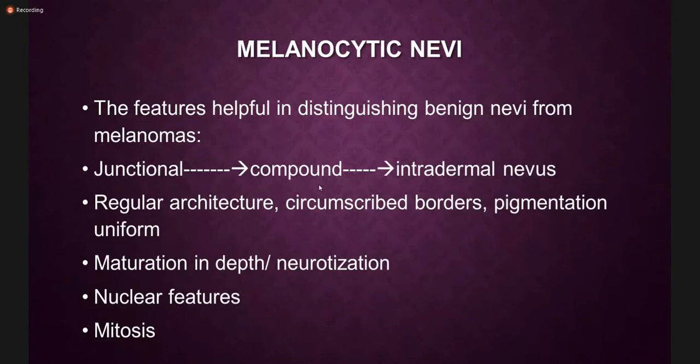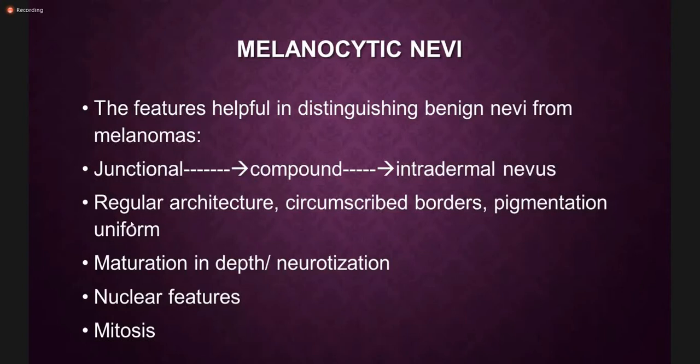The features helpful in distinguishing benign nevi from melanoma. So melanoma is the malignant counterpart of the pigmentary lesions. So how do you distinguish benign nevi from the malignant melanomas? Junctional activity is the order present in the nevi. What you will see is the junctional nevus, which will mature to form a compound nevus, which will further over time form an intradermal nevus.